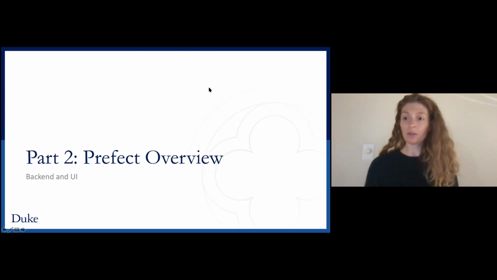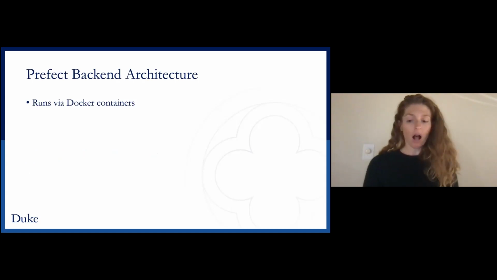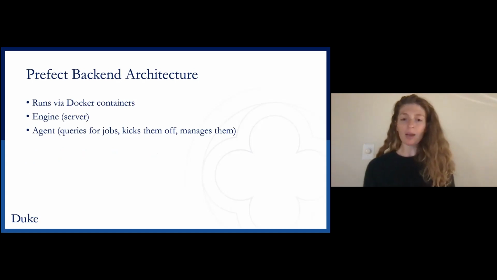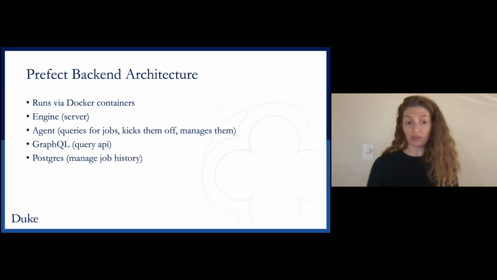Okay. So with all that being said, I want to spend some time talking about the backend and the UI. Then we'll switch and talk about the API in a few minutes. So the back-end architecture is lots of Docker containers. There's a container that runs the engine, the Prefect engine that is, keeps the server up and running. You get a Prefect agent. The agent is the little guy that's going to run around and look for jobs and kick them off, keep track of them. You get GraphQL, which allows you to query the API, as well as Postgres for managing your job history.